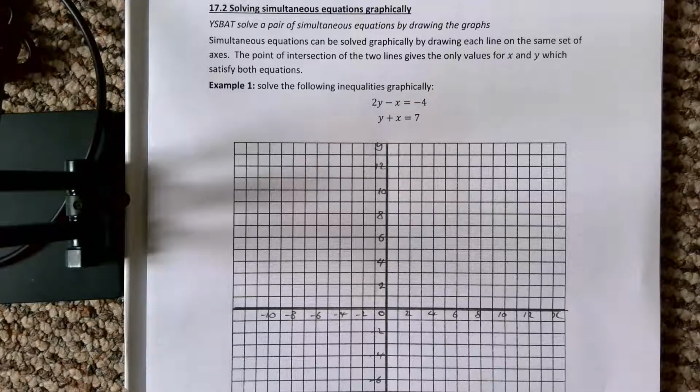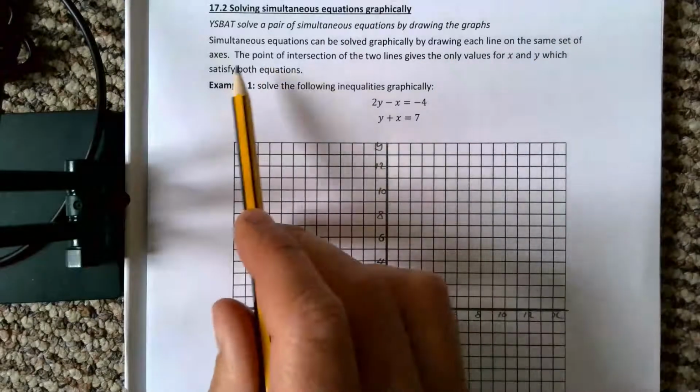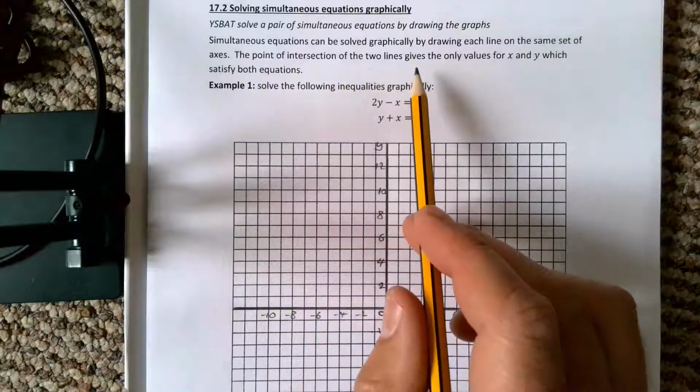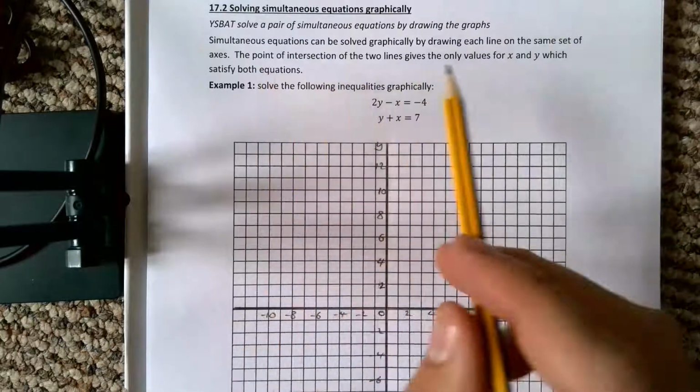This is a GCSE Maths video on solving simultaneous equations graphically. So it says here, simultaneous equations can be solved graphically by drawing each line on the same set of axes. The point of intersection of the two lines gives the only values for x and y which satisfy both equations. So what does that mean?